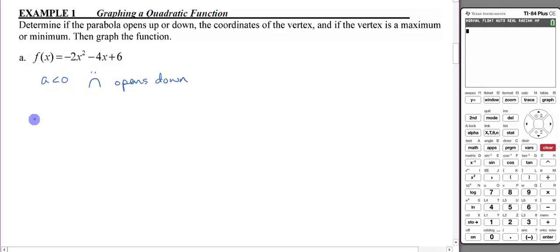The vertex we first find by the x value being negative b over 2a, so that's the opposite of negative 4, divided by 2 times negative 2. So 4 divided by negative 4 is negative 1. That means that our vertex has an x of negative 1. And if we are to find the y, we simply plug negative 1 back into the function.